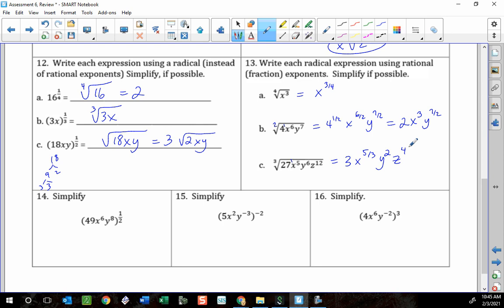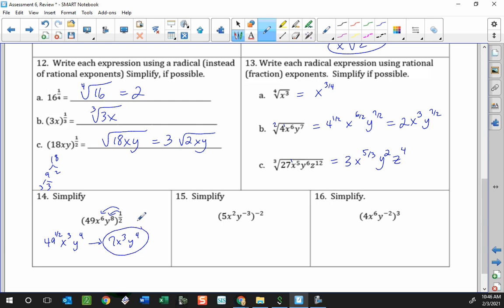All right, number 14. We are going to simplify this using our exponent rules. So we could also do number 14 kind of like we did here, but let's use our exponent rules. So 49 gets a power of 1/2. Remember, when we do our exponent rules, we multiply exponents when we have an exponent on an exponent. So I get x to the 6 times a half. Half of 6 is 3. And then 8 times a half, well, half of 8 is 4. Okay, and then I know that the square root of 49 is 7, so my final answer is 7x^3y^4.